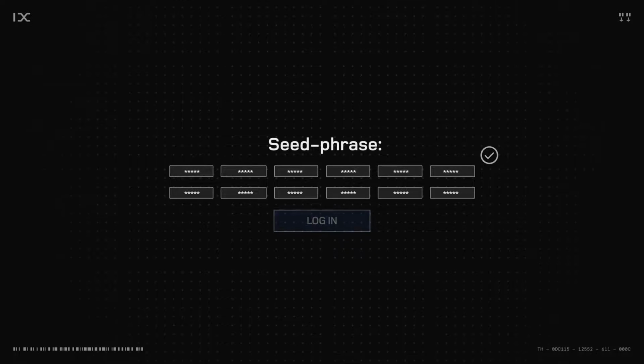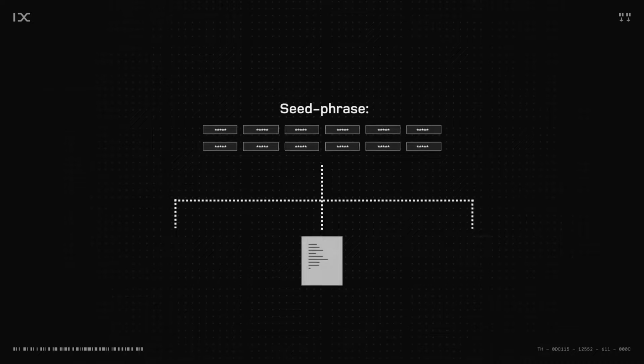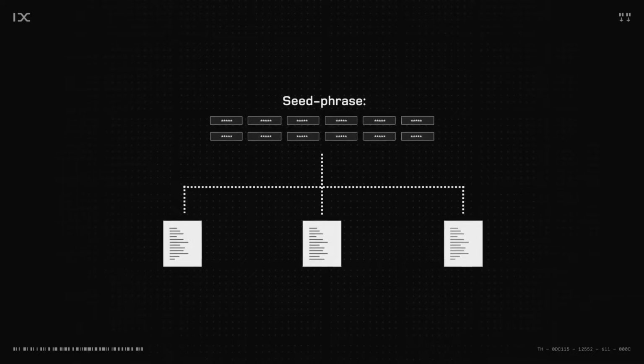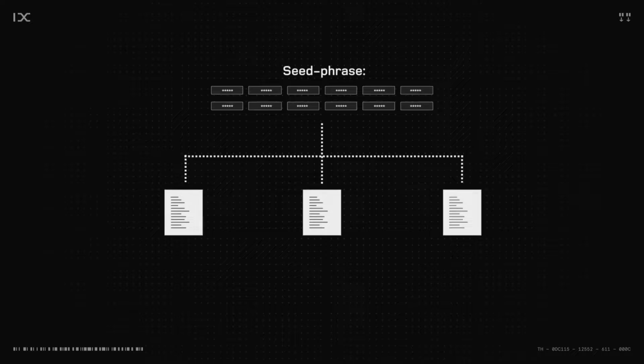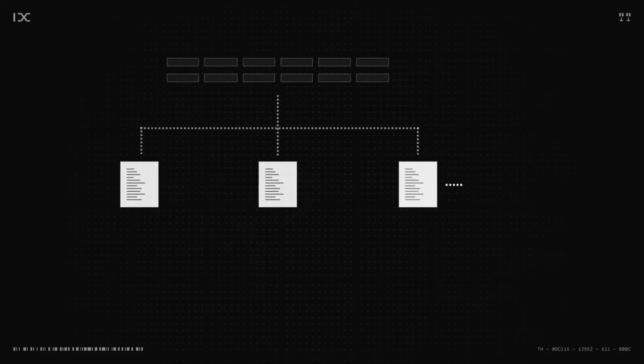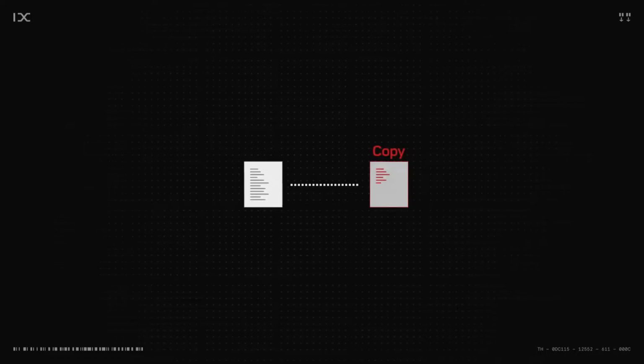It's crucial that you write these 12 words down on 3 different pieces of paper and keep them in 3 different places. Not on your computer, but on different pieces of paper. This is done to prevent hackers from stealing the seed phrase and taking your assets like NFTs or tokens.